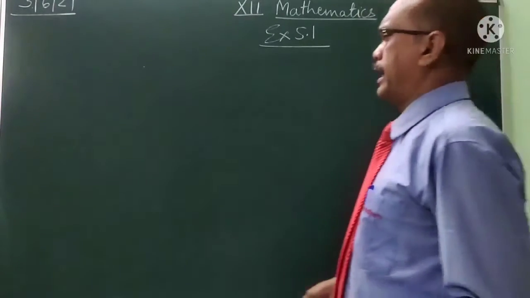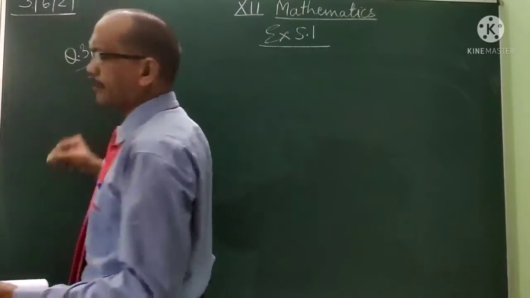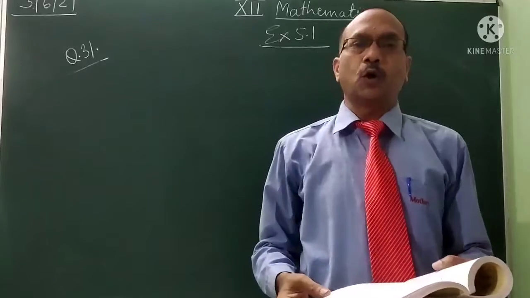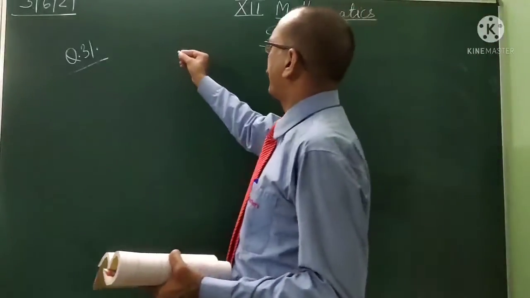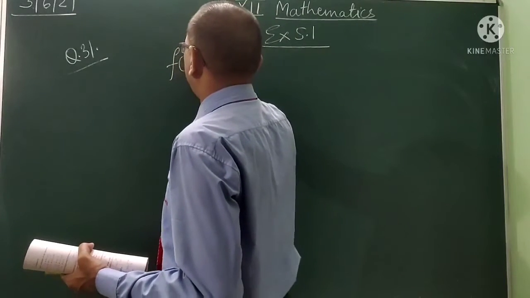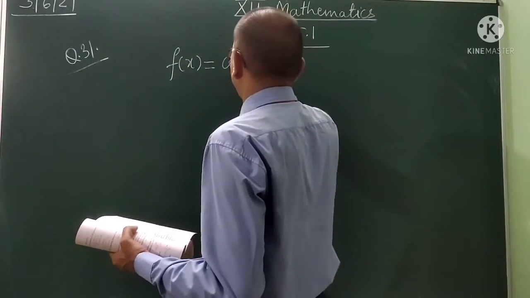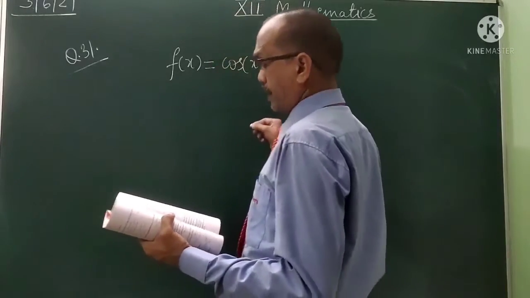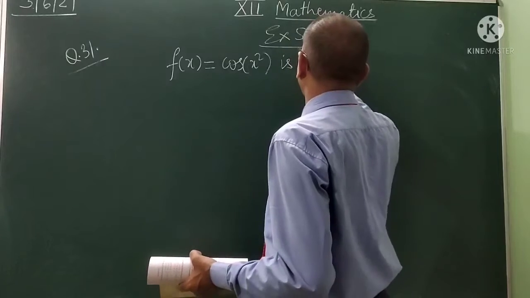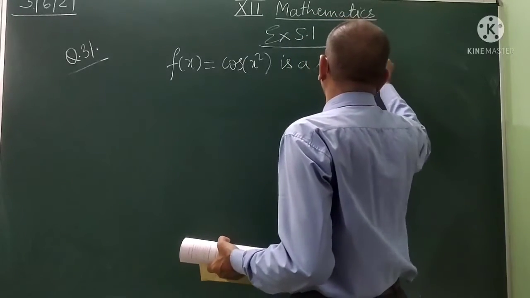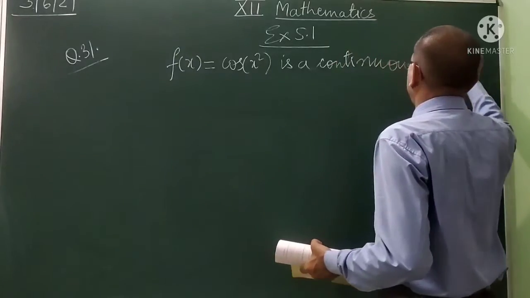Student, now next is question 31. Prove that the function defined by f(x) equals cos x square is a continuous function. This we have to prove.